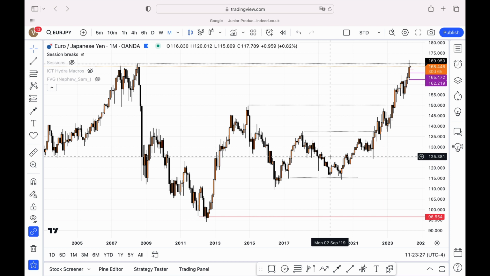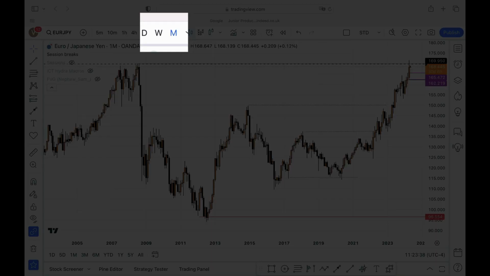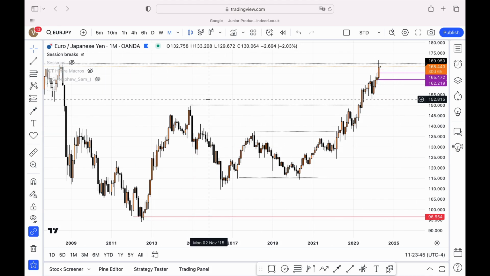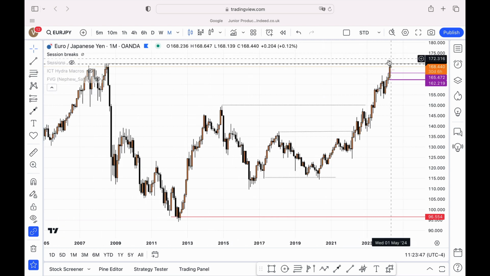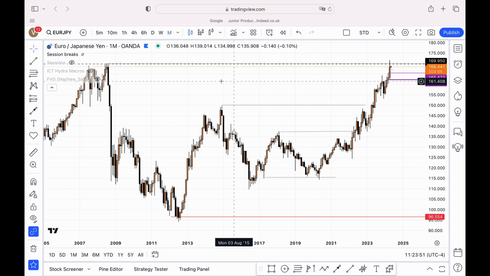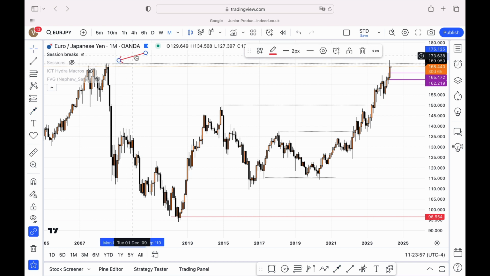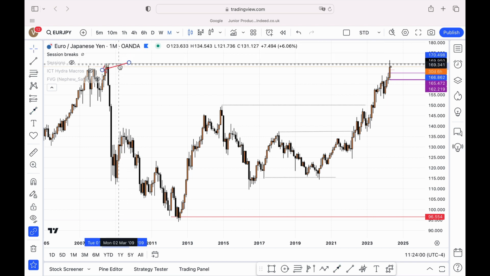So let's get started. In this example, I'm going to be using Euro JPY, and I'm on the monthly chart. So as you can see right here, price is currently at this level, and just to the left of it you can see that price has taken, or well, is about to take, the liquidity above this high.